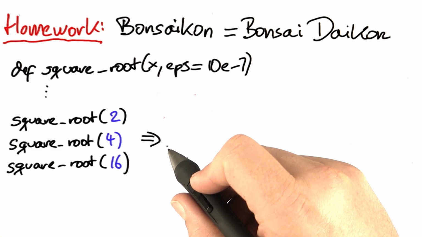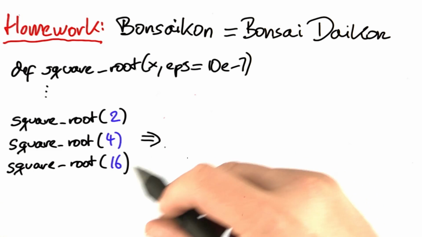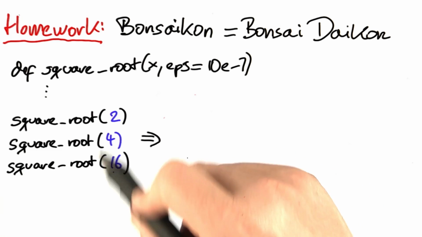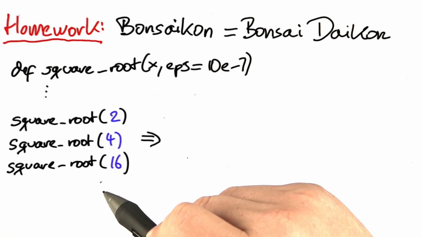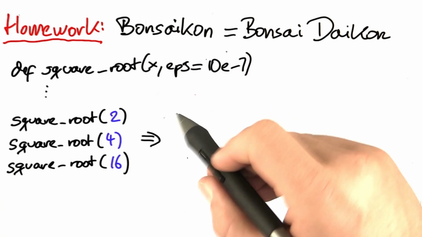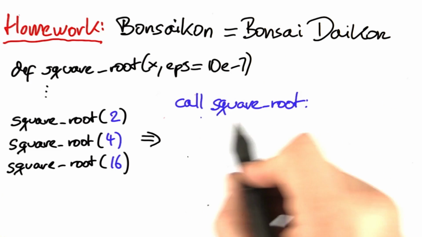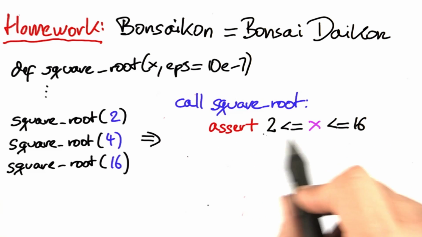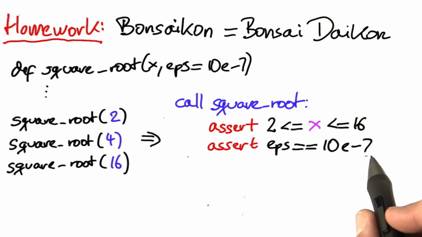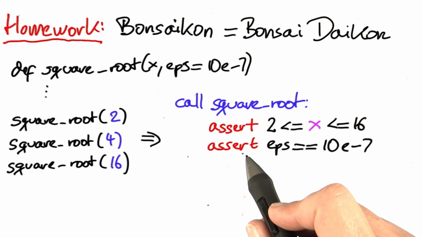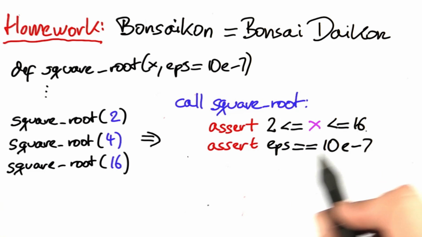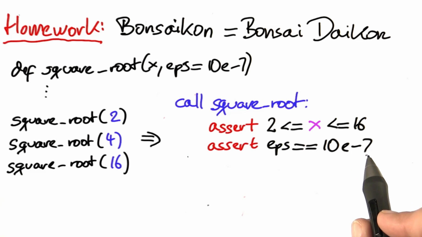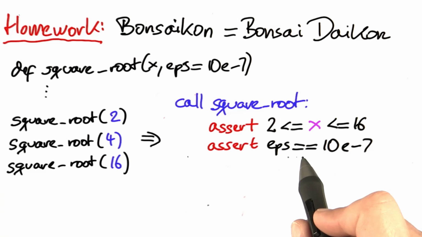What Bonsaikon should produce is a range of variable values seen at the call and at the return of each function. Here's an example for square root, how this should look like. At the call of the square root function, x is always between 2 and 16, and the variable epsilon is always 10 to the power of minus 7. And as you can see, I want you to output these ranges, and if the range has just one value, then I want this to be an equal sign.